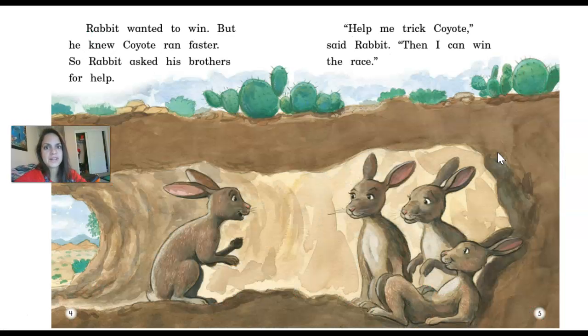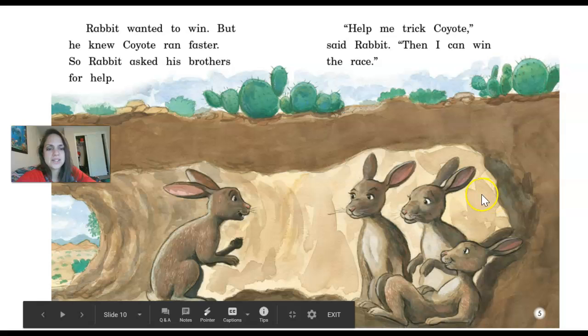Look at page 4 and 5. So we have our setting in the desert. We have our characters, rabbit and coyote. And we have their want. What do the characters want to do? Right, they want to have a race. So how are the characters going to get what they want to win that race? What do you notice?